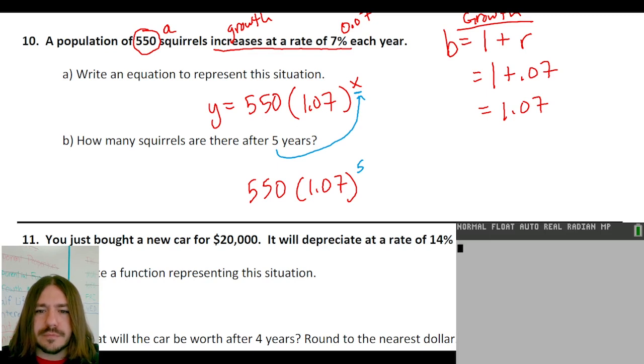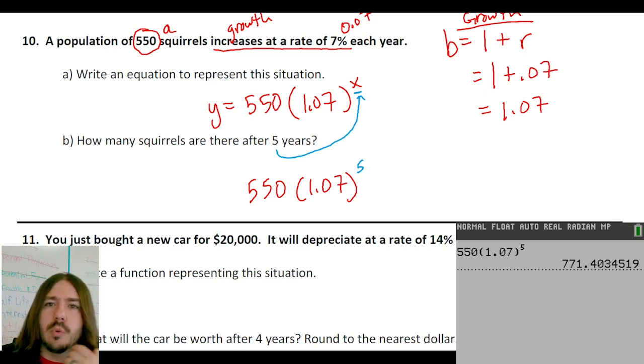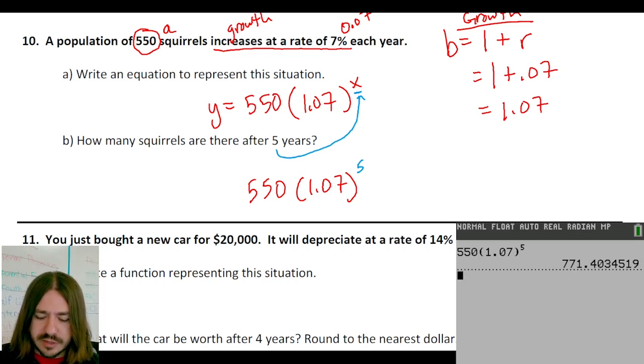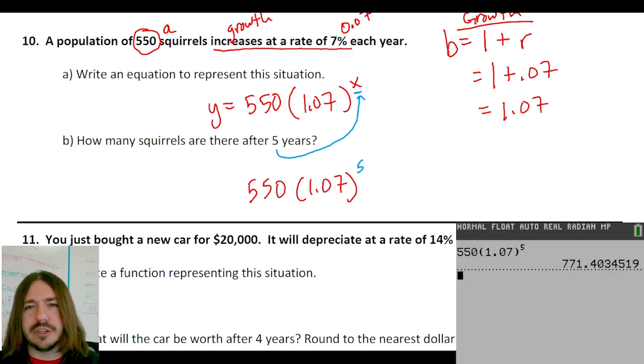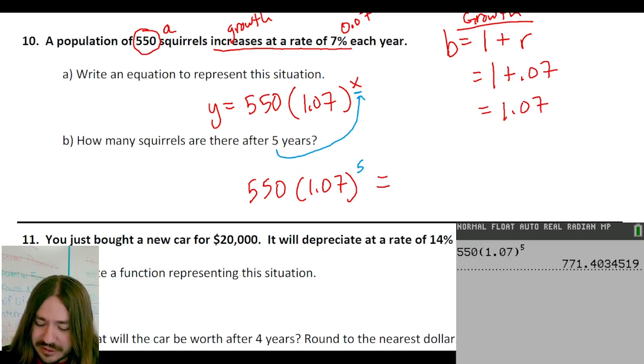Turn it on, and we've got 550 times 1.07 to the power of 5. Now you're going to see we get a kind of long decimal here, but we're talking about the population of squirrels. One of the things we talked about in class was how when you're talking about population, whether it's people, squirrels, fish, whatever, we're always going to round to the nearest whole number. You either have a squirrel here or you don't. You're not going to have half of a squirrel. So I'll round to the nearest whole number here.